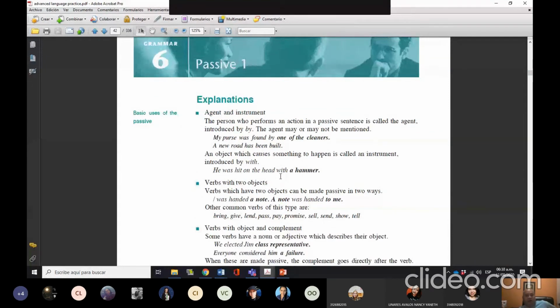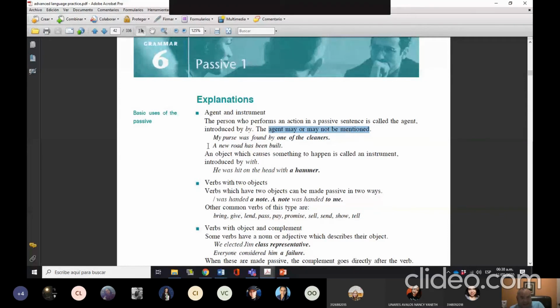So let's start with the first one, the agent and the instrument. We said that the person who performs an action in a passive sentence is called the agent. The agent is the doer of the action. It's usually introduced by the preposition by. Okay, so we're just reviewing the most important aspects here on the explanations. So the agent may or may not be mentioned. If it is not mentioned, it's because it's not relevant. Or if it is mentioned, it's because it's important for the meaning of the sentence.